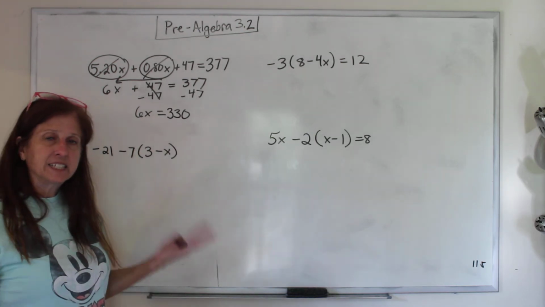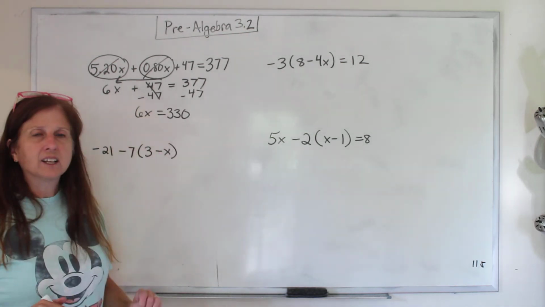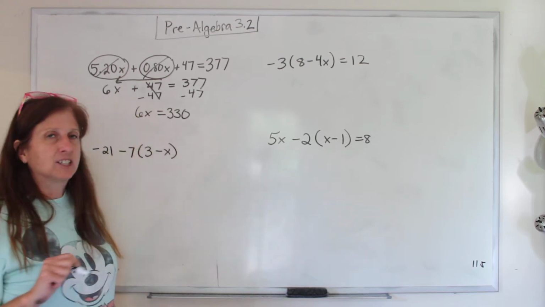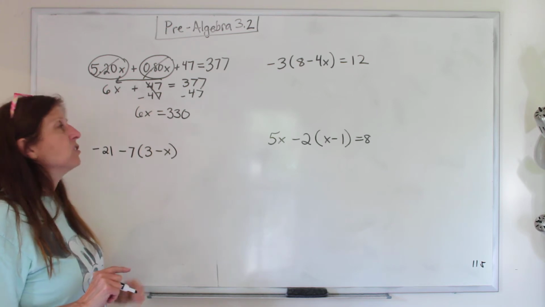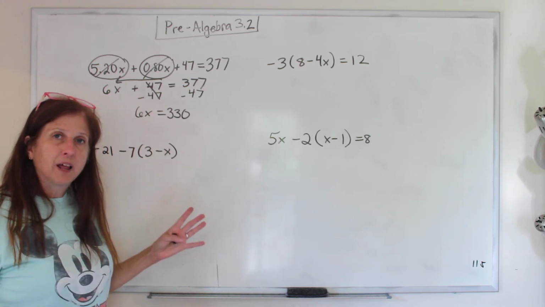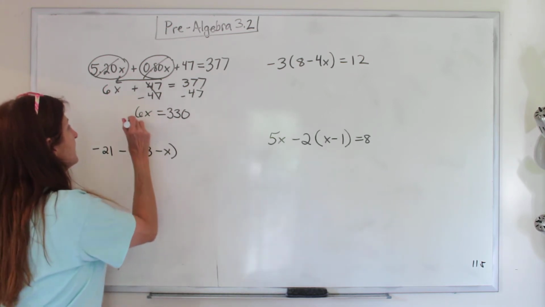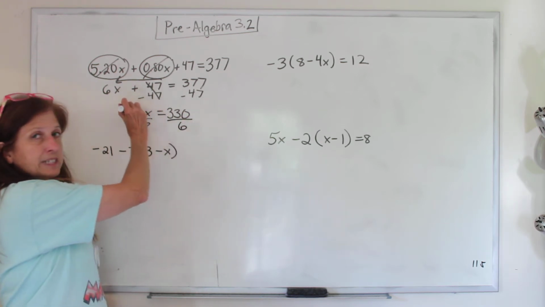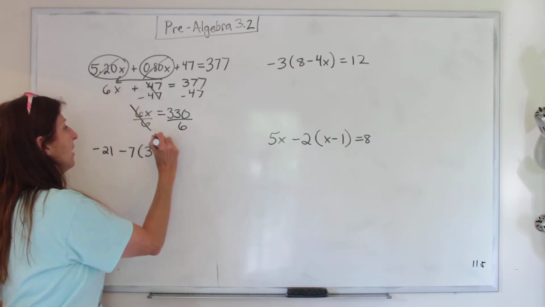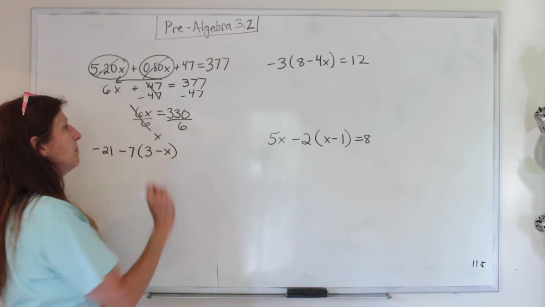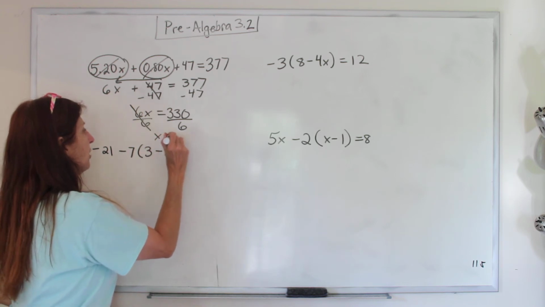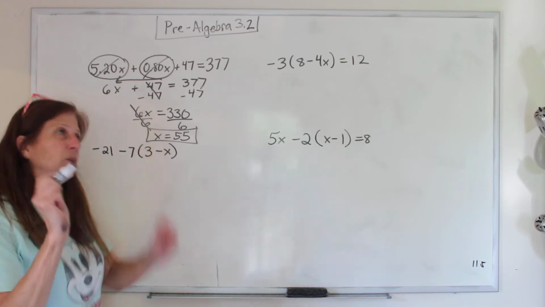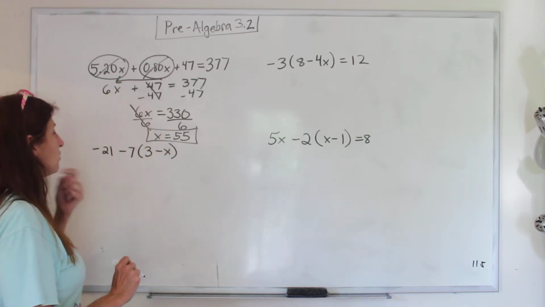Now I ask myself a second time, why is X not alone? It's being multiplied by 6. If a number is sitting next to a letter, it means multiply. So I do the opposite. What's the opposite of multiplying by 6? Dividing by 6. What I do to one side, I do to the other. What happens to these? They cancel out. What is 330 divided by 6? You probably need to do it on your calculator. It's 55. Ta-da! We did it.